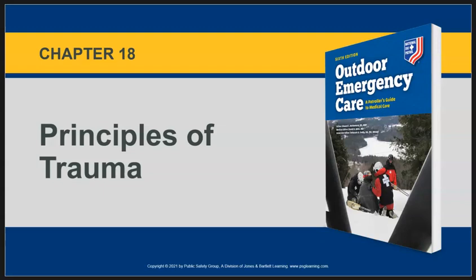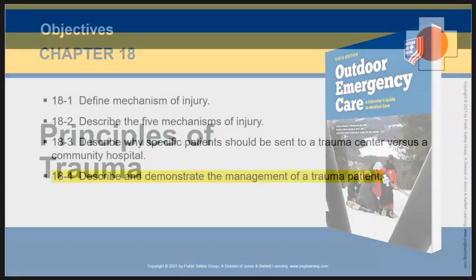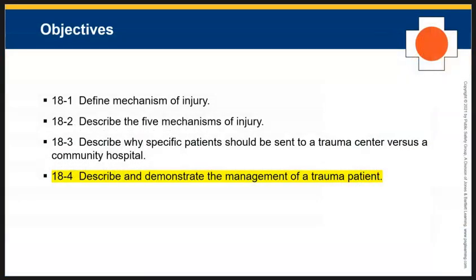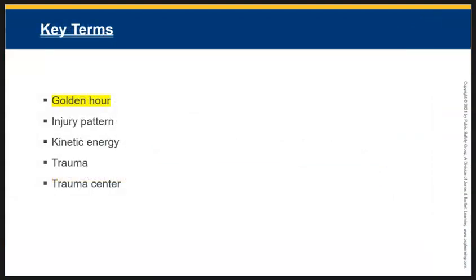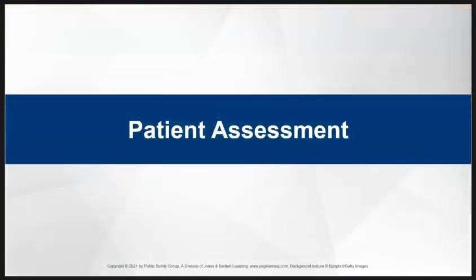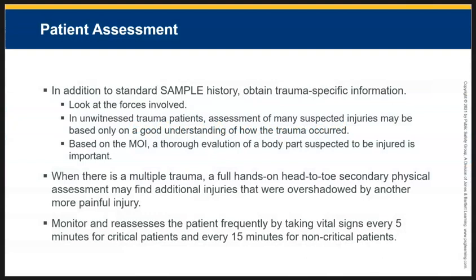Video continues Chapter 18 of OEC 6 with Principles of Trauma, and specifically, we want to describe and demonstrate the management of a trauma patient. Now, a key term is the idea of the golden hour, and so we begin, as with all patients, with patient assessment. So in addition to a good patient history, we want to obtain trauma-specific information, such as looking carefully at the MOI. A thorough evaluation of what is injured is important, and if there are multiple traumas, we need a full hands-on head-to-toe assessment to find additional injuries.